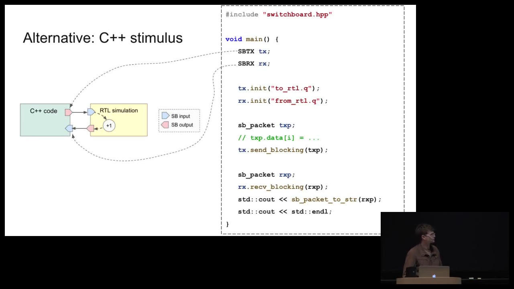The Python interface is very convenient for prototyping and setting things up quickly, but occasionally we need something that's a little bit faster. So Switchboard also provides a C++ interface that has the same abstraction of being able to create objects that set up Switchboard connections and work with the Switchboard packets that are sent across those connections.